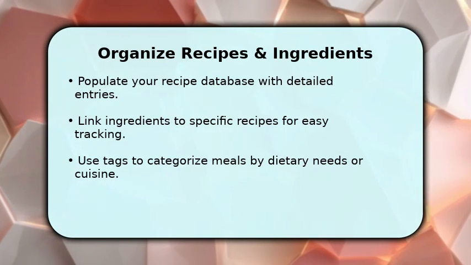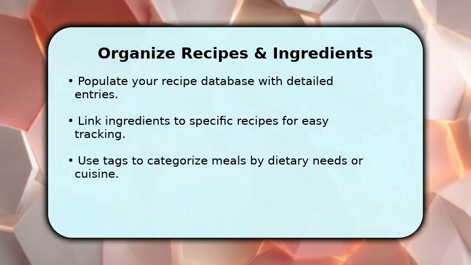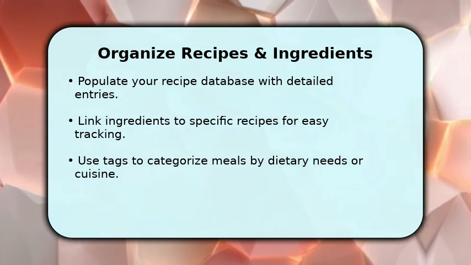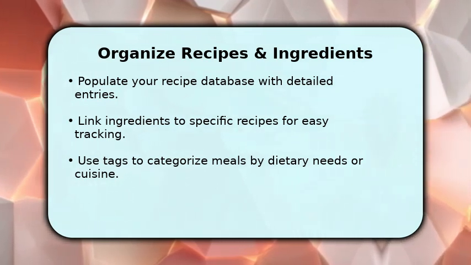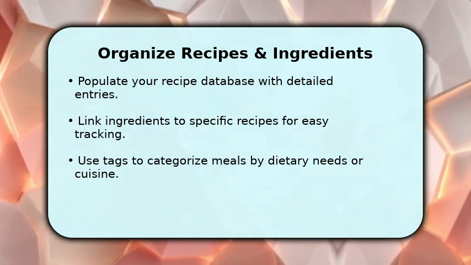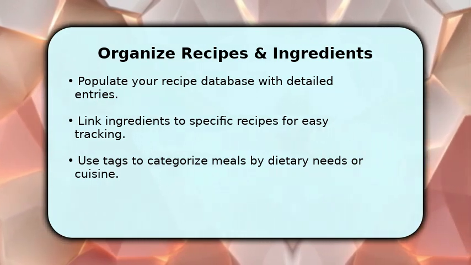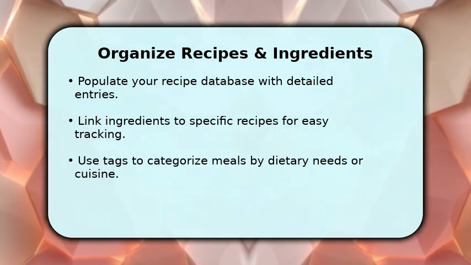Now, let's populate your recipe database. Enter each recipe with clear instructions and a list of ingredients. You can link these ingredients directly to your recipes, which is super helpful for tracking. Also, use tags to categorize meals by dietary preferences, such as vegetarian or gluten-free, or by cuisine type. This makes filtering and finding the perfect meal for any occasion incredibly simple and efficient, saving you valuable time.